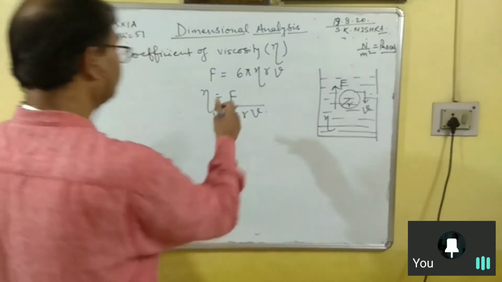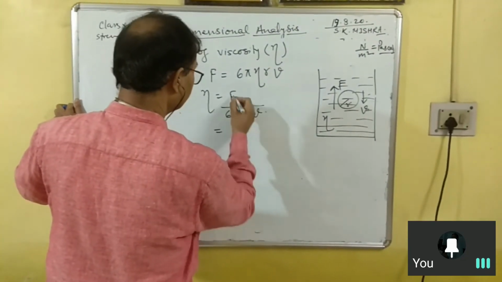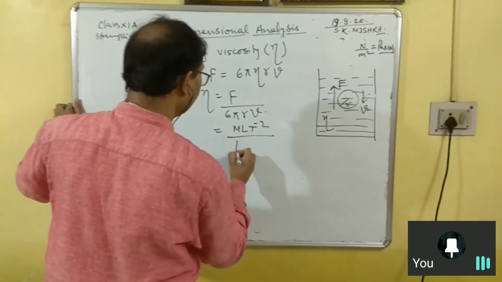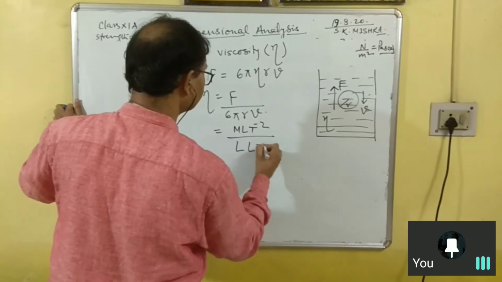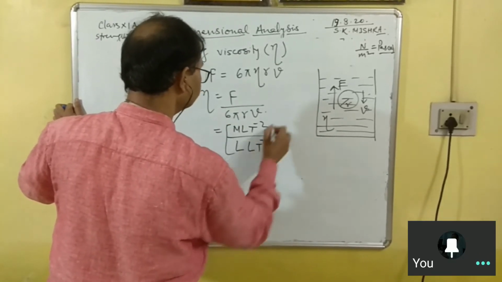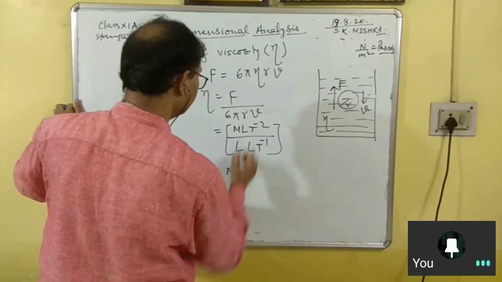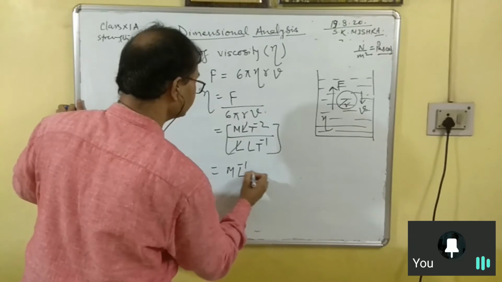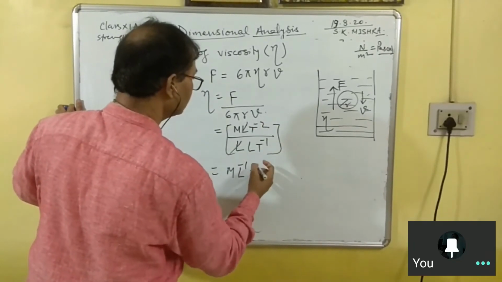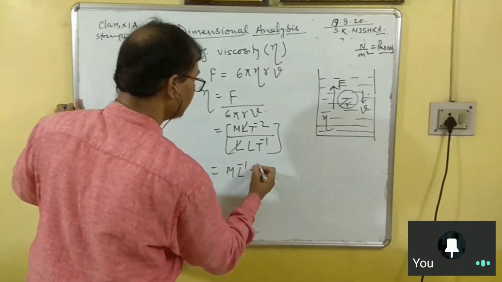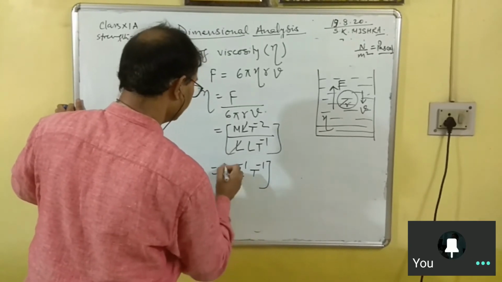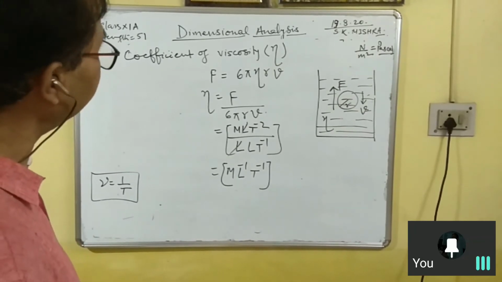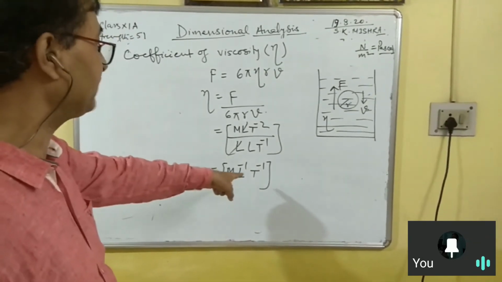So then F by r v. The dimension of F is MLT^-2, and then r is L and v is LT^-1. So what do you get? This is M, you can cancel one L from numerator and denominator, and then ML^-1, then T raised to minus 1. So just observe, coefficient of viscosity, is there any physical quantity which has exactly the same dimension?